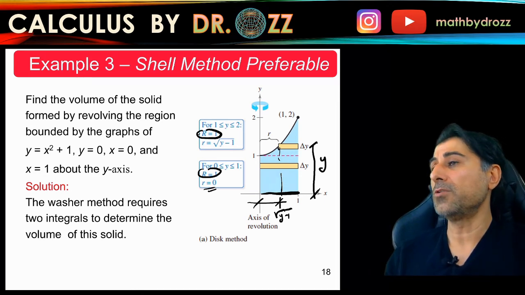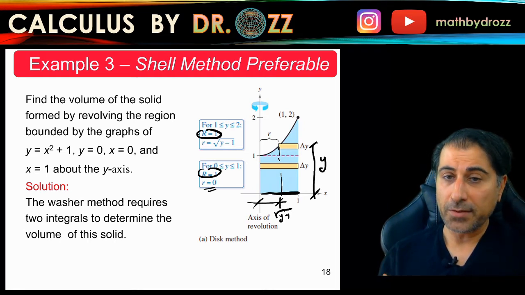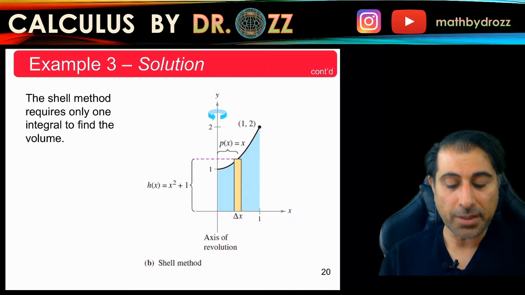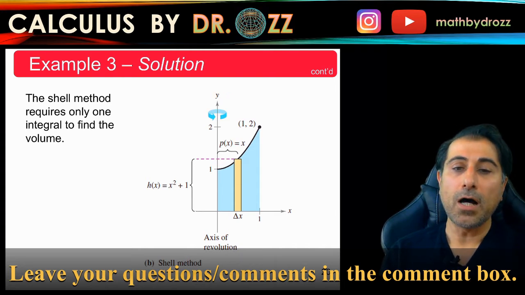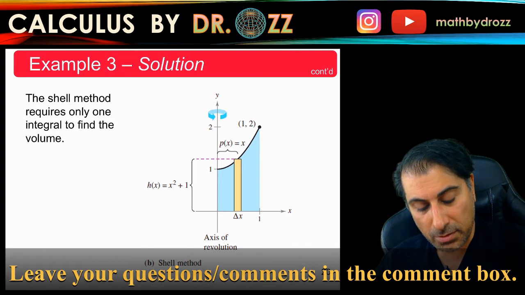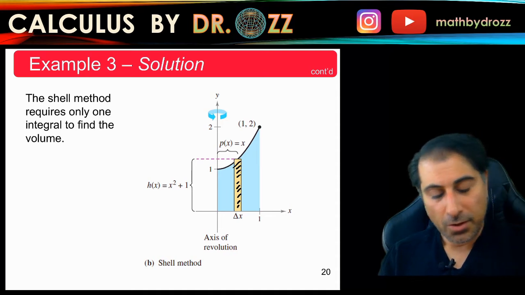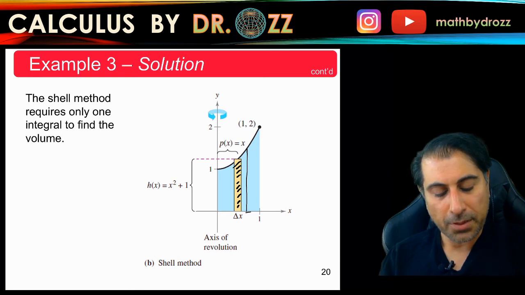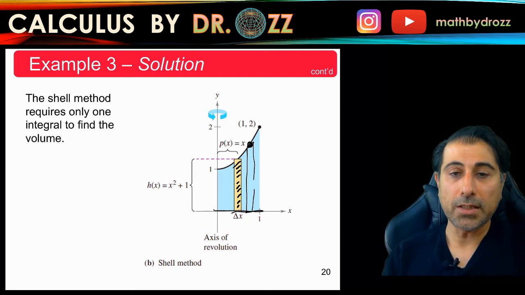So now what I want to do is to use the shell method, because the shell method is going to provide us the volume integral written in one shot. We don't need to split the region into two subregions. And remember that in the shell method, we take a representative rectangle parallel to the axis of revolution. This is the only type of rectangle you pick. You don't split the region because no matter what representative rectangle you pick, the top part of it touches the curve, and the bottom part touches the x-axis. So they're very uniform. So we're going to write the volume integral in one shot.